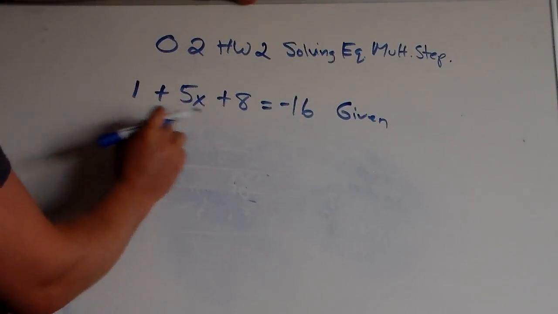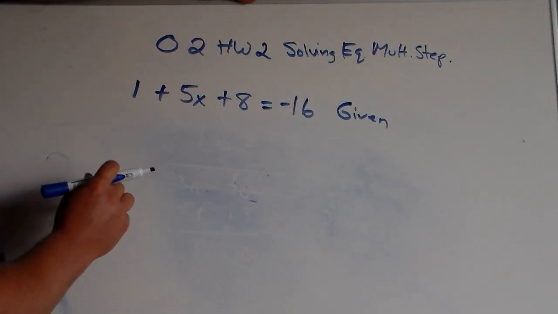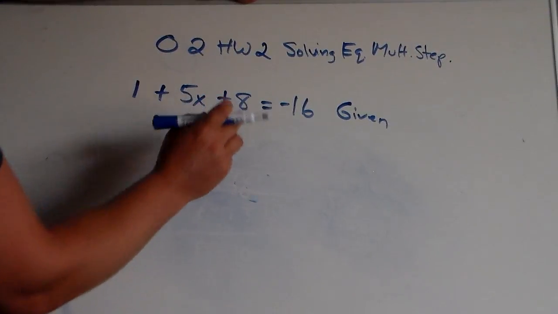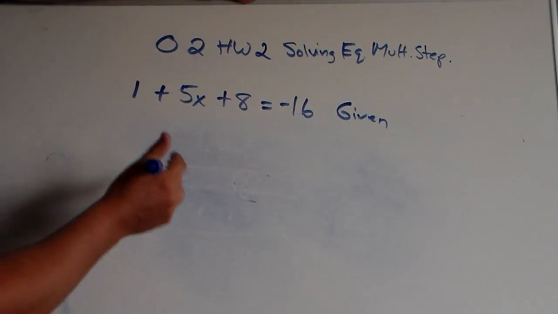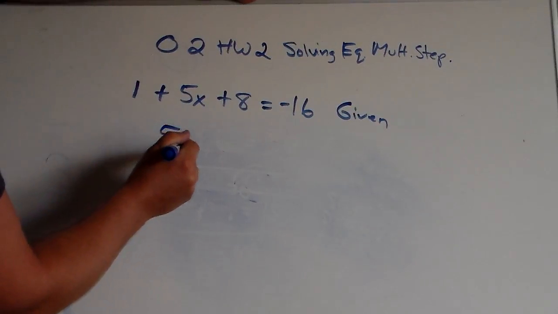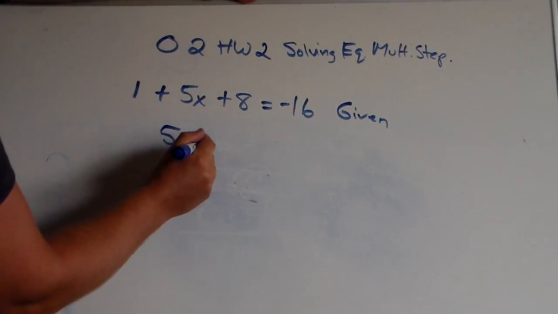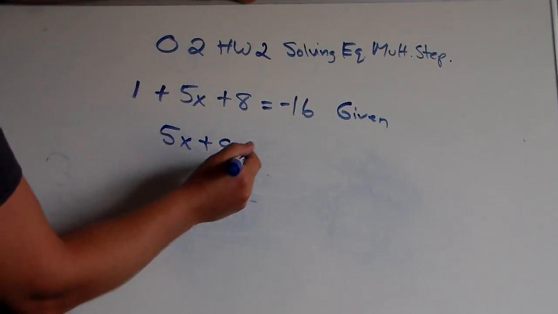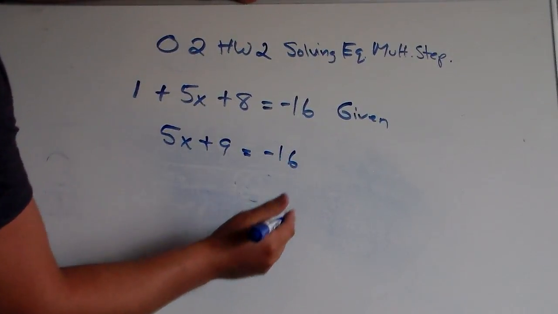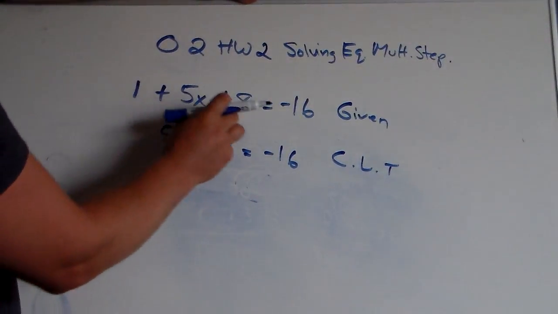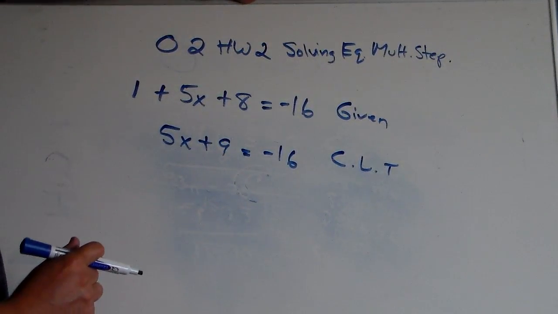Well, 5x, there's no other x's, so we cannot combine that 5x with anything else. But 1 and 8, we can combine and make 9. So we're going to combine like terms. It's going to be 5x, 1 plus 8 gets you 9, so it's a plus 9, equals negative 16. So we combined like terms. We combined the 1 and the 8 to make 9.